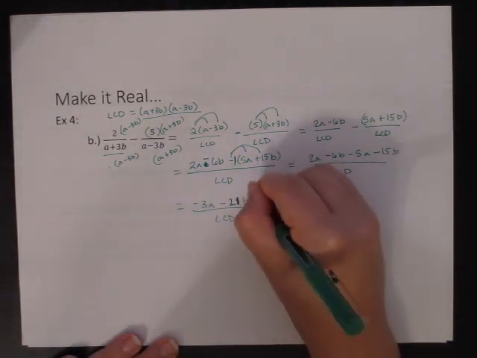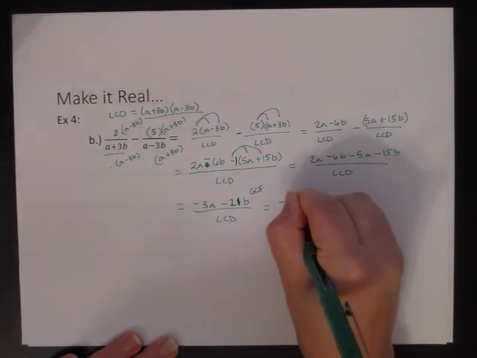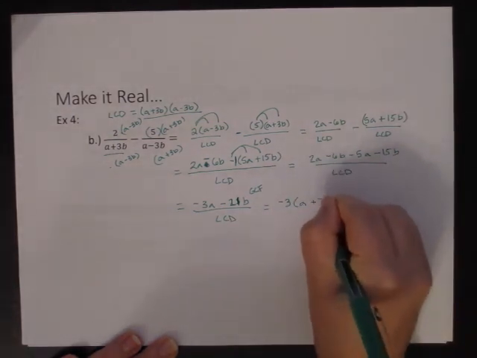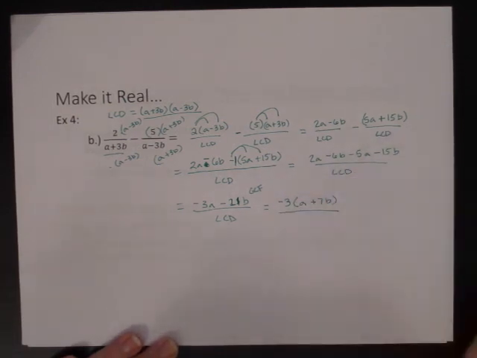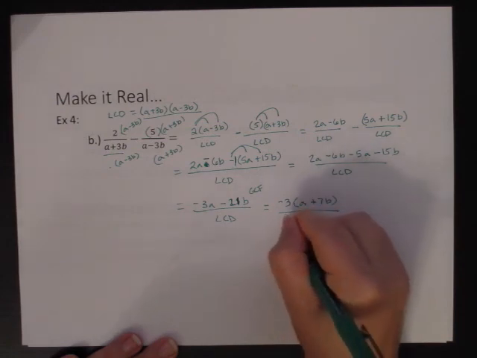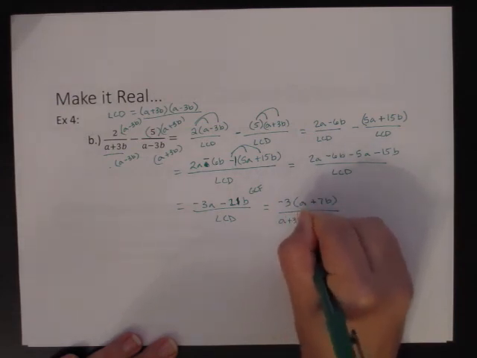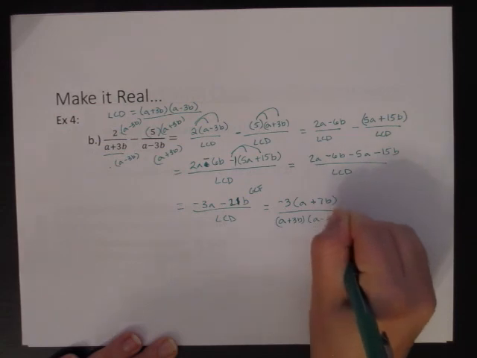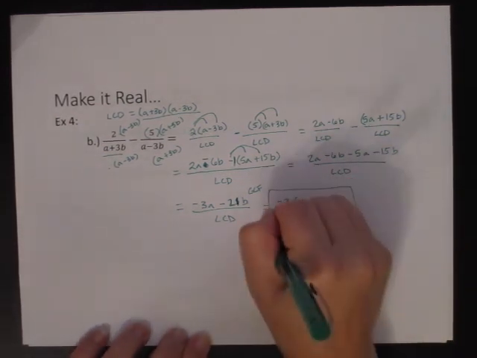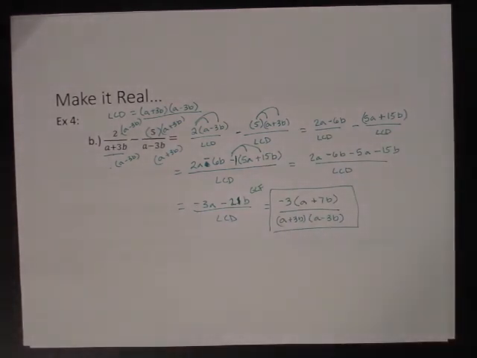And again, I can clean this up a little bit more. What I can do is pull out a GCF. My GCF is going to be -3, and when I pull out a -3, I'm going to be left with a plus 7b. And I've cleaned that up as much as I possibly can, so now I can replace it with my LCD. So I go a plus 3b times a minus 3b. And this is as far as I can take it. These are definitely tedious problems, but they shouldn't be too bad if you take it step by step.